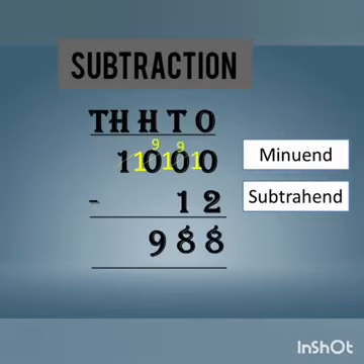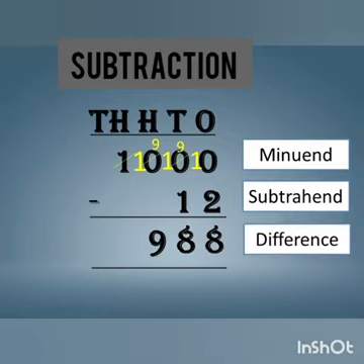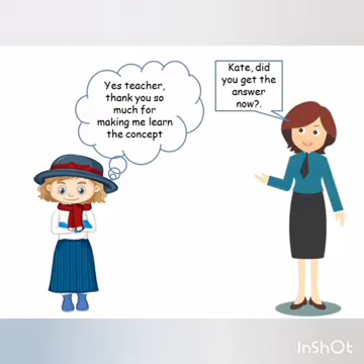Now look here, the last digit became 10. By subtracting 2 from 10, we get 8. 1 from 9, 8, and then 9 are there. This answer is known as difference. Kate, did you get the answer now? That is how we do subtraction.